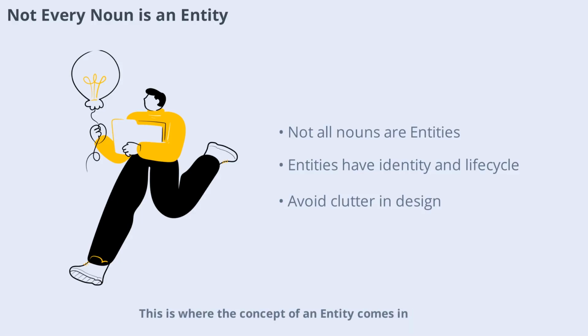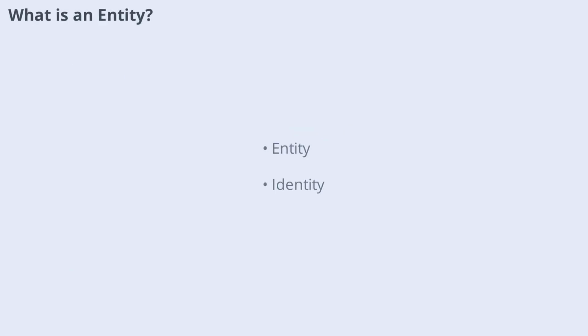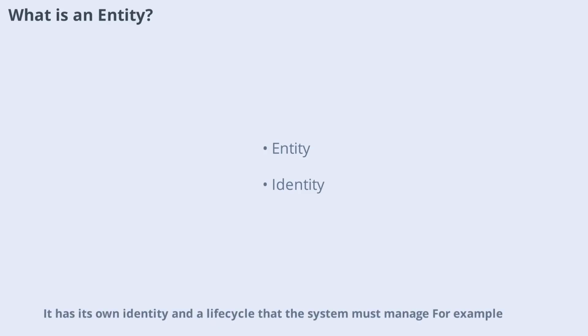This is where the concept of an entity comes in. An entity is not just any object. It represents a business concept that the system must treat as a distinct thing with its own identity and lifecycle. So, how do we decide what qualifies as an entity? Let's break it down. An entity is a business concept that the system needs to identify and track as a unique thing. It has its own identity and a lifecycle that the system must manage.